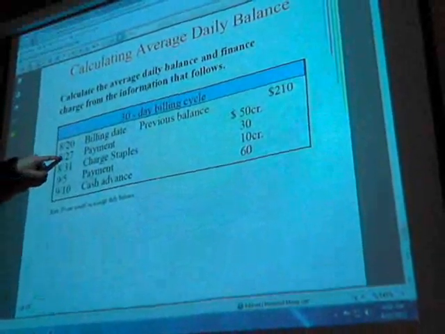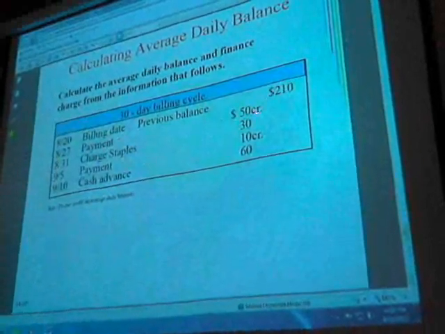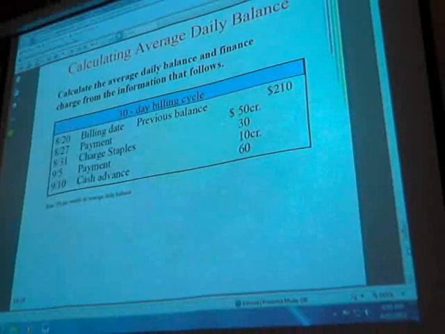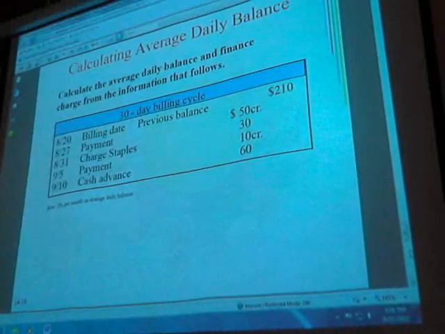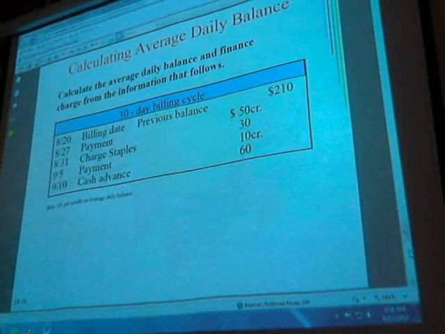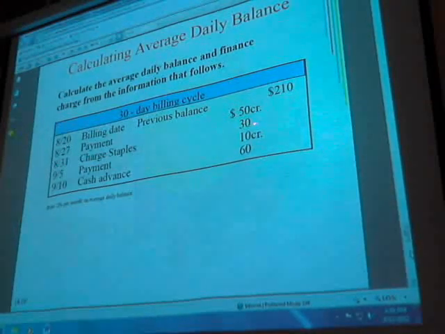So on 8/27, what happened here? We made a payment. That's why it shows a $50 credit. Now, is that going to increase or decrease your balance? It's going to decrease it because you're making a payment. That means you owe less. Now, whenever you make a charge at Staples 4 days later for 30, that will increase your balance, right?